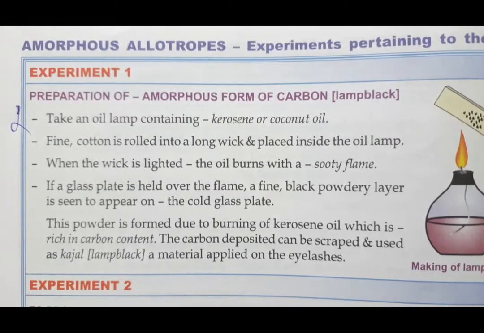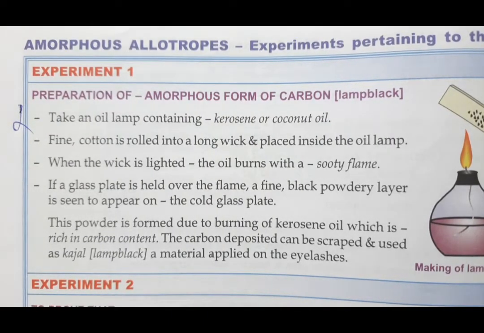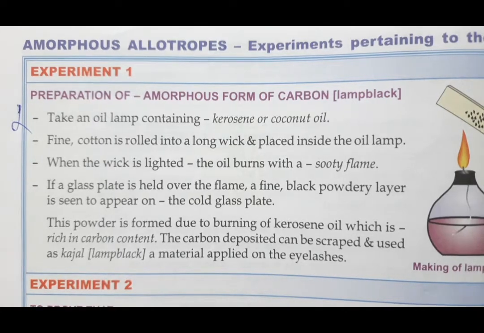Students, as you all know, we are doing carbon and its compounds, and we have finished the discussion of allotropes of carbon so far. That is the crystalline forms: diamond, graphite, fullerene, and the amorphous forms like charcoal, lamp black, which is also known as soot, coal, and coke.